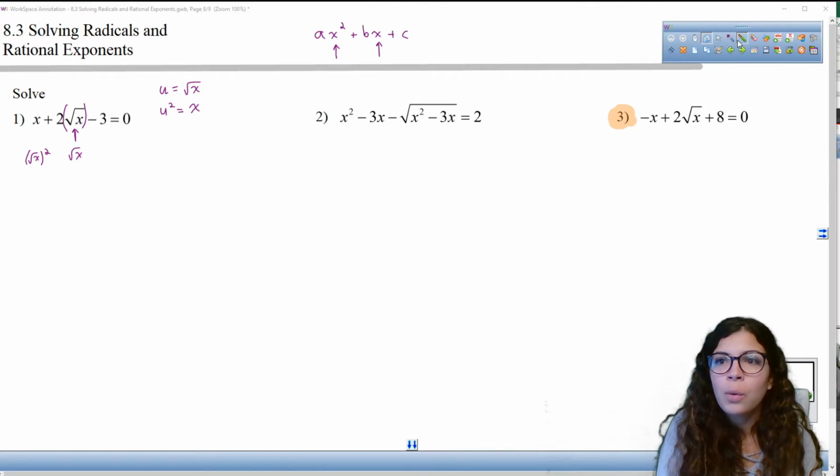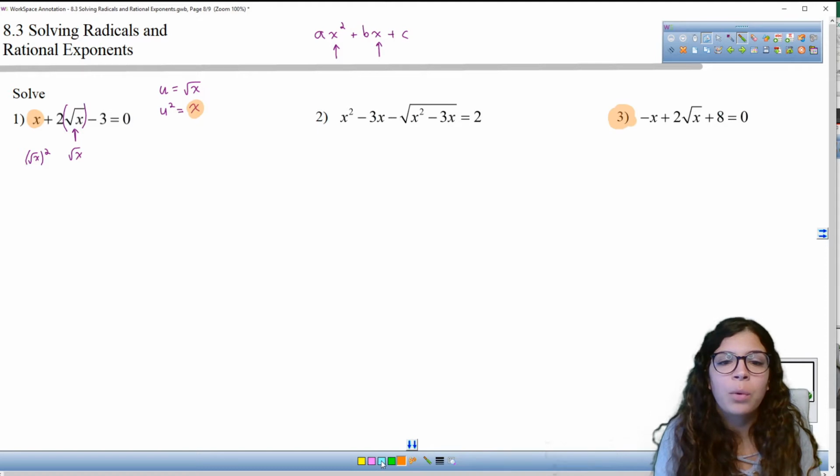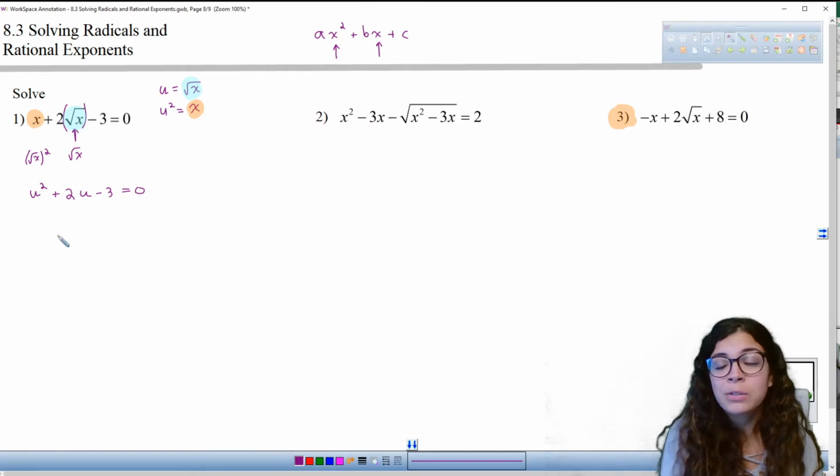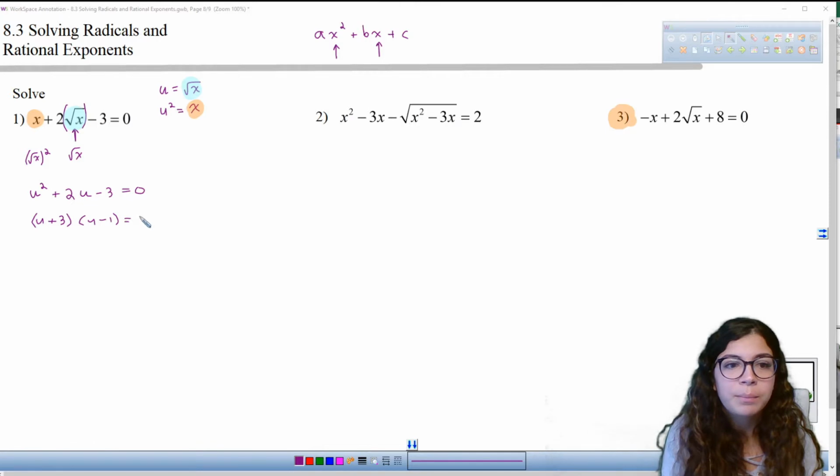So you could see here, we're going to be able to replace this with u squared, and we're going to be able to replace this with u. So replacing this, we have u squared plus 2 times u minus 3 equals 0. Now we could solve it like a regular equation with the variable u. This would factor into u plus 3 times u minus 1. And so we would get two answers, u equals -3 and u equals 1.